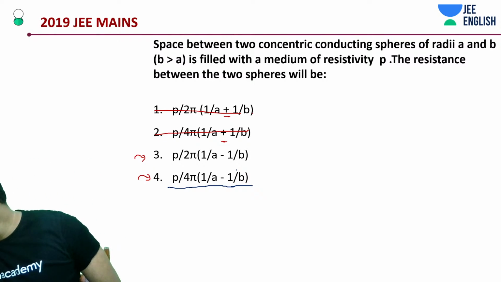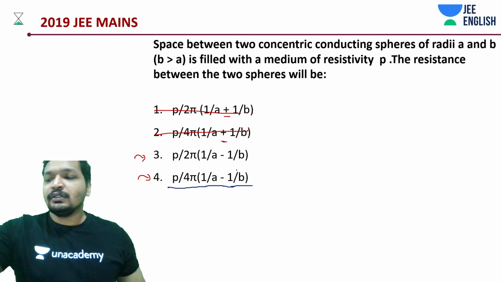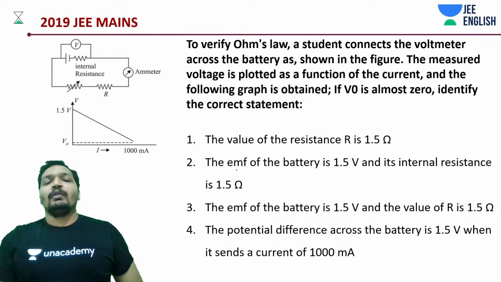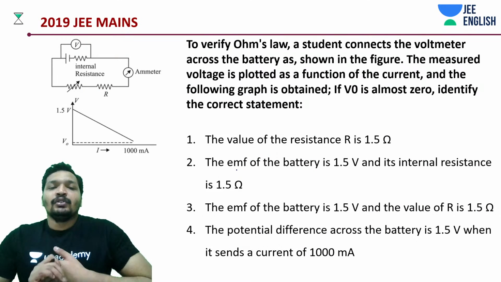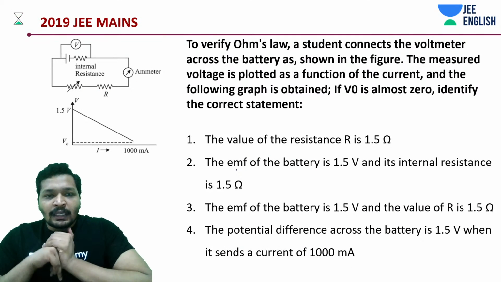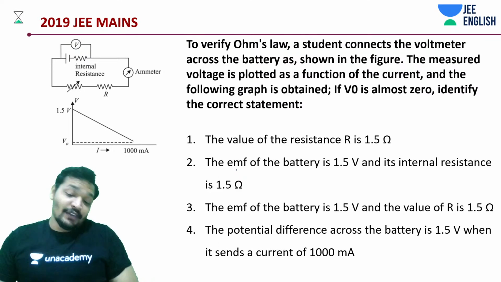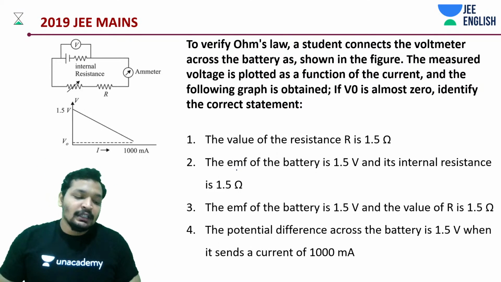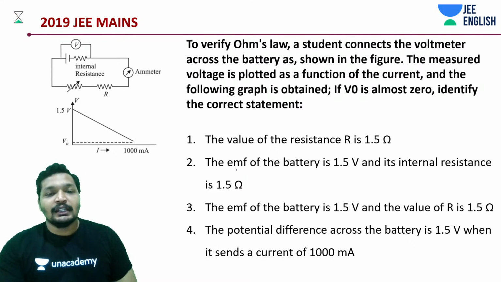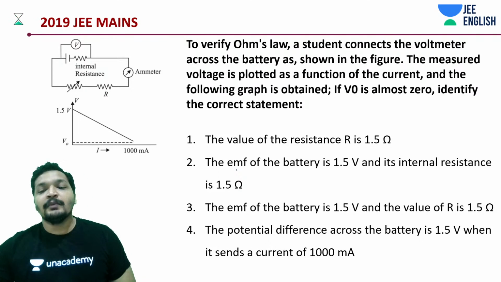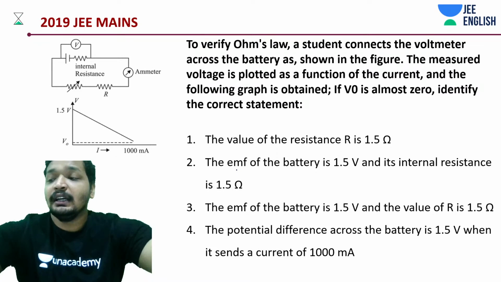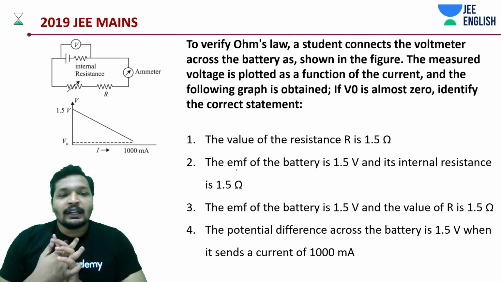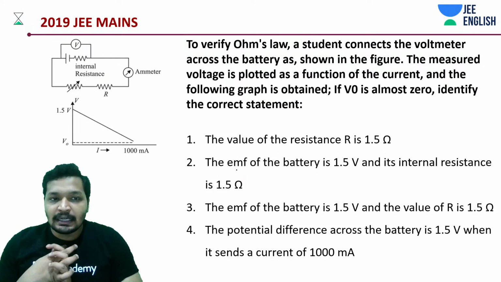Okay, let's get into the next thing then. Next is your problem. Let's see what it is about. To verify Ohm's law, a student connects... very interesting. It's really an interesting question. The reason is it's a new kind of model problem that we haven't dealt with until now. So we have a voltmeter connected across a battery with internal resistance.